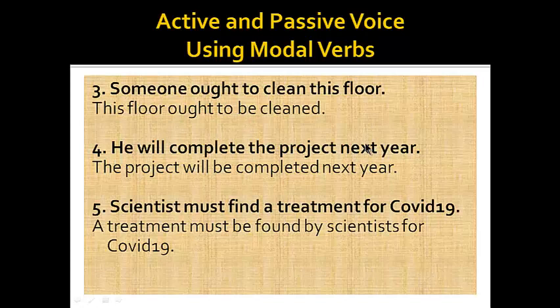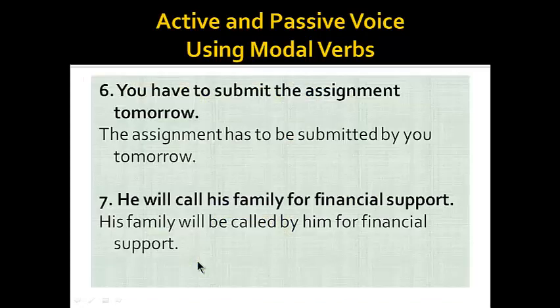He will complete the project next year. The project will be completed next year. You can say by him, or you can omit it. Scientists must find a treatment for COVID-19. A treatment is the object. A treatment must be found by scientists for COVID-19. Look at example number 6. You have to submit the assignment tomorrow. The assignment has to be submitted by you tomorrow.